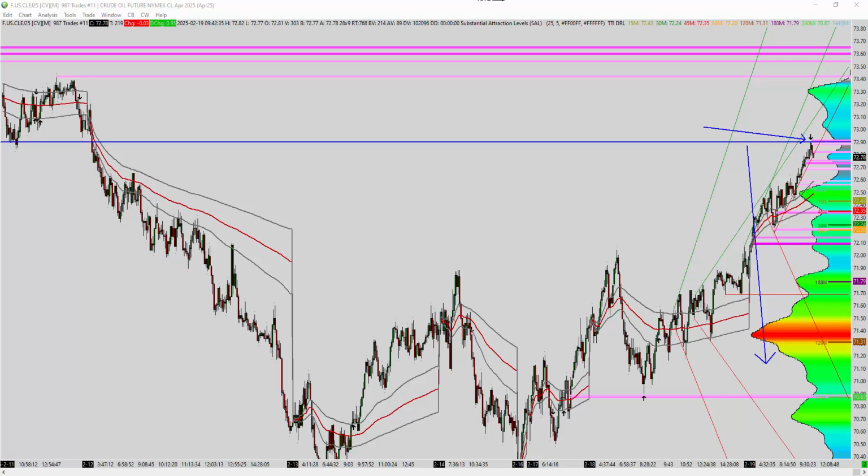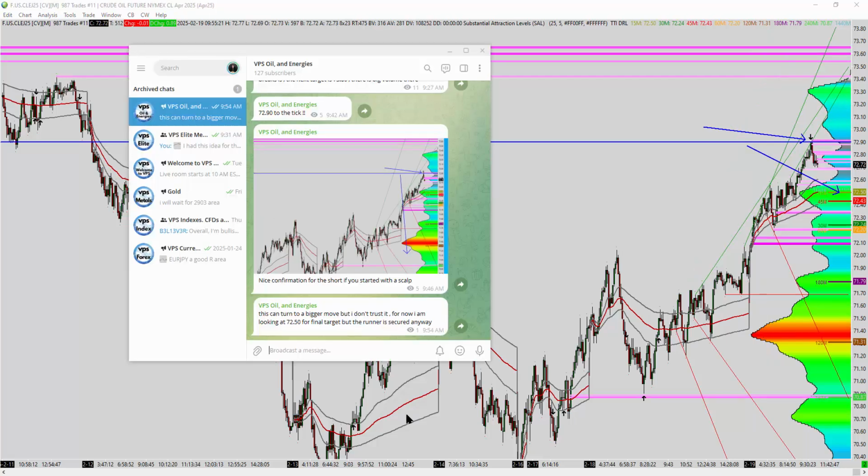Okay, and that's the idea. We grabbed the first target, and then it continued to 72.50, which was my last target. After that, it raced higher, and eventually it came back again for a lower low, but it was very hesitant. Okay? And that was the whole thing. Anticipate, confirm, execute. Let's see what happens next.